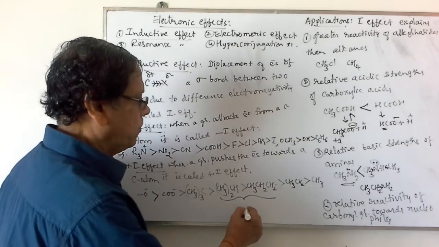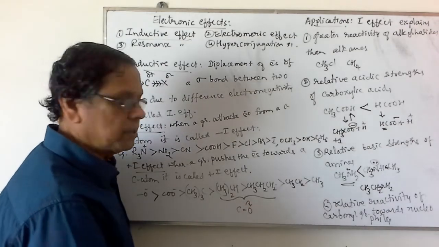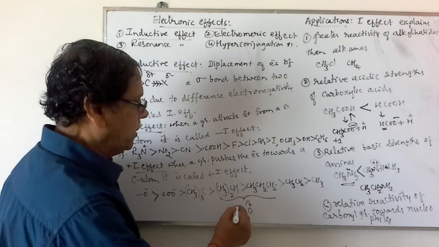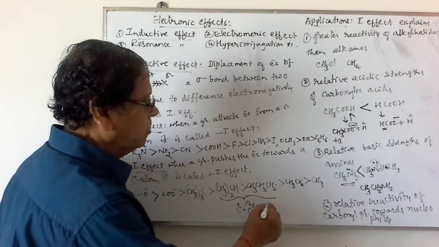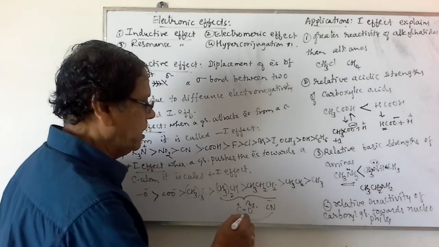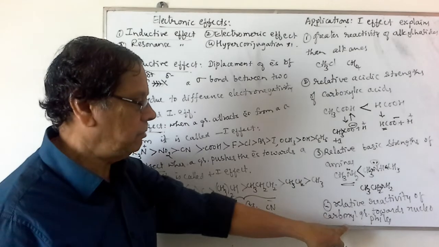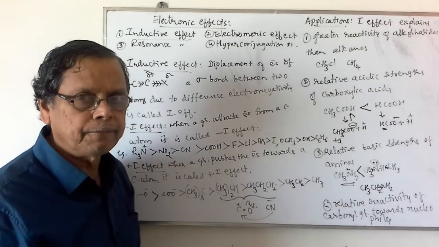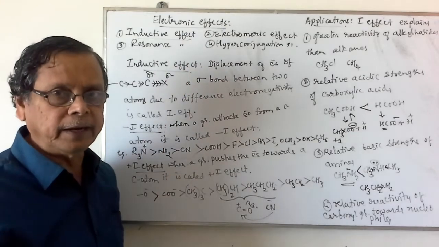Since the carbonyl compound carries a C double bond O, there is a polarization of this group. That's why the carbon will get a slight positive and oxygen a slight negative charge. Any nucleophile like Cl- can easily attack this carbon atom. So that explains the relative reactivity of the various carbonyl groups. So this is about the inductive effect.